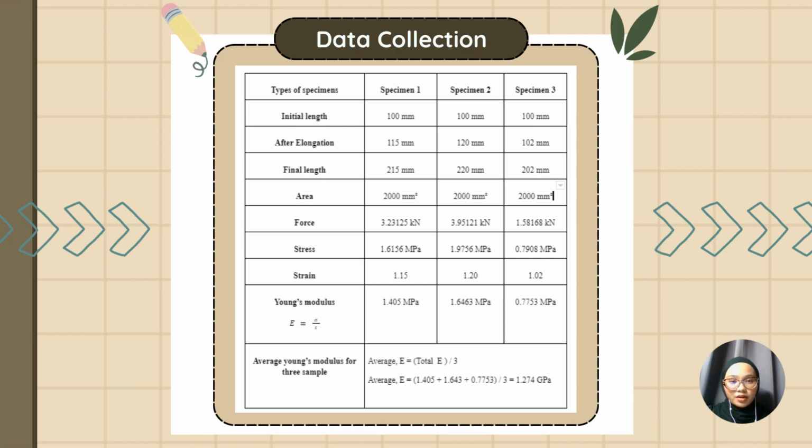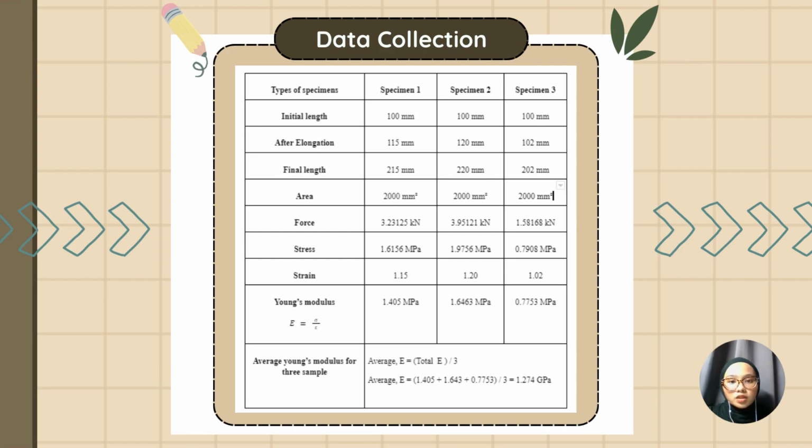My name is Fatin Binti Farid, matrix number CF220213, so I will explain about data collection. Okay, there are three types of specimen: specimen 1, specimen 2, and specimen 3. For initial length, all the specimens have the same length, which is 100 millimeter. After elongation, there are some increases for the length and the final length. Initial length multiplied by after elongation. So for specimen 1, we got 250 millimeter, specimen 2 220 millimeter, and specimen 3 is 202 millimeter. For the area, all the specimens have the same area, which is 2000 millimeter square.